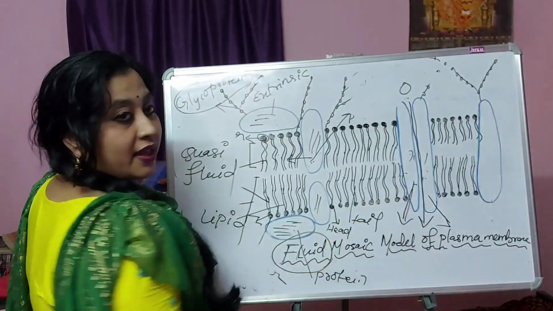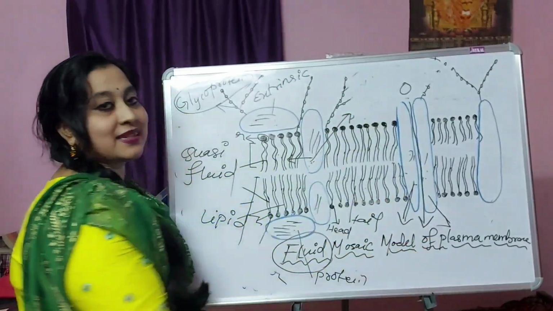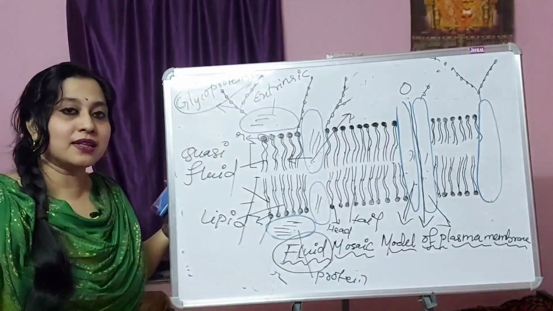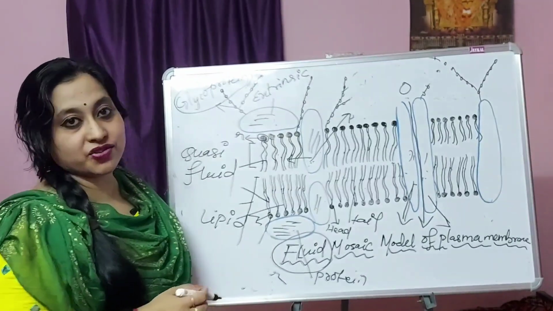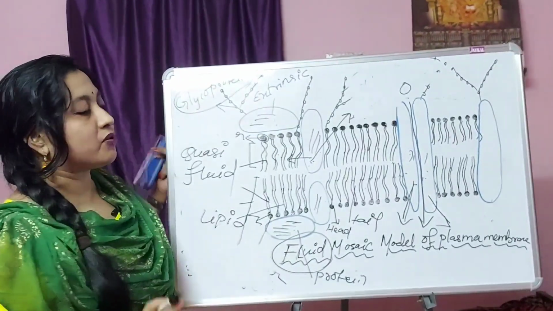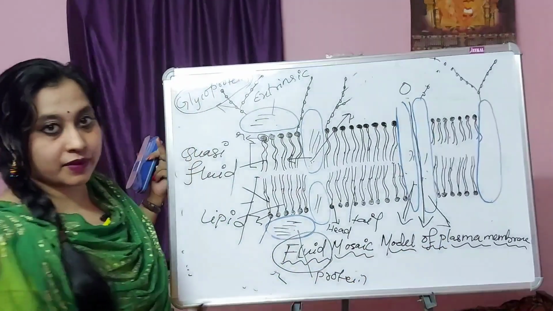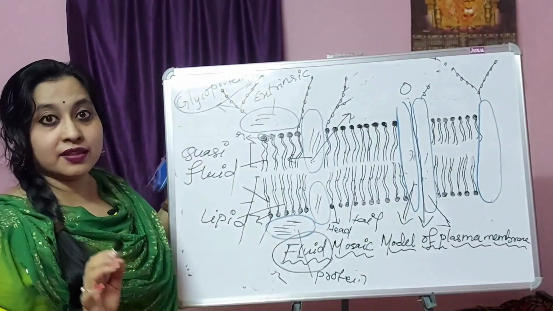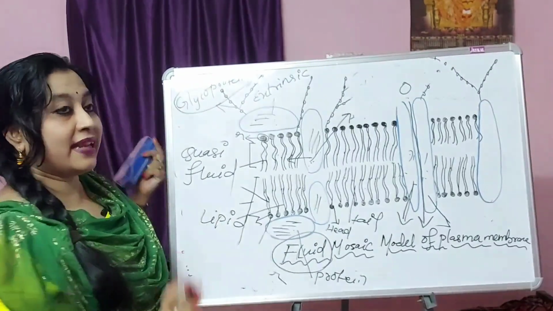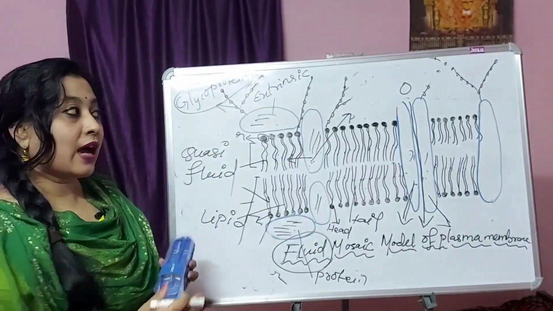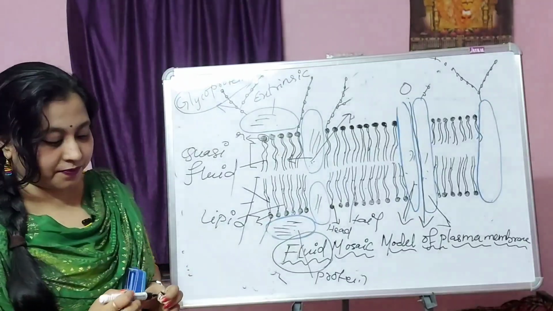These are the carrier proteins. They form the channel through which substances are easily transported across the cell membrane, but along the concentration gradient, not against the concentration gradient. So this is all about the fluid mosaic model and composition of plasma membrane. I hope it will help 11th standard students in their exam, and in my next video I will explain how the transportation of substances takes place across the cell membrane. Thank you.